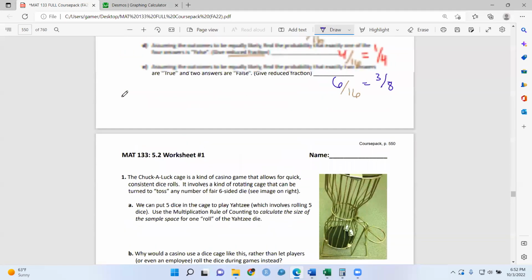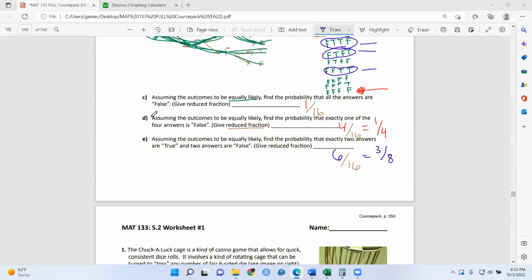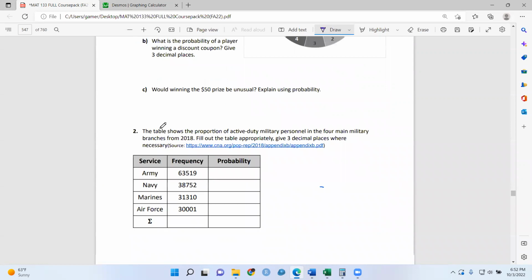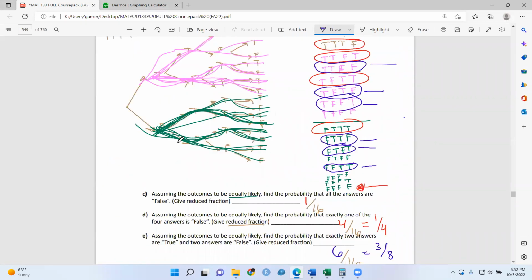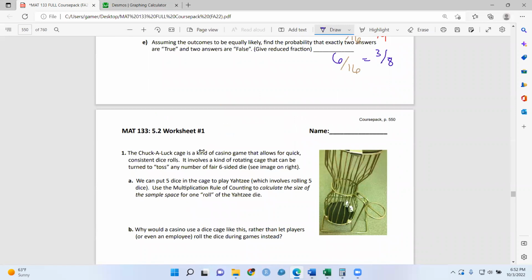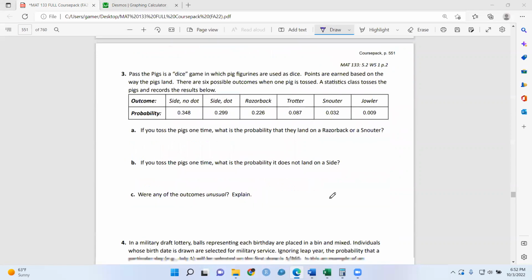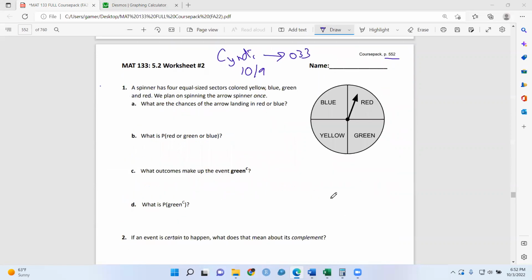Can I ask a question or should I wait till you go over it? Yes, ask a question. Okay, so like C, it wants to know what outcomes make up the event green complement. I guess I'm not understanding at the moment what the complement exactly is. So it means everything that's not whatever this is. Gotcha, okay. All the outcomes in the sample space that are not that outcome.